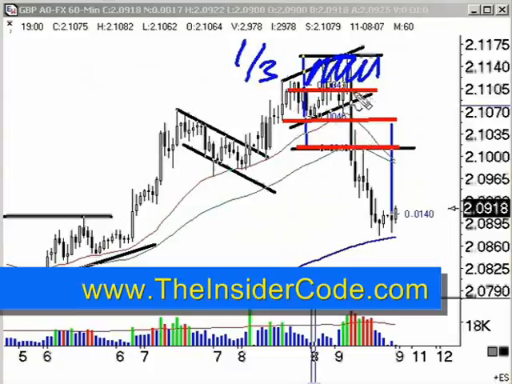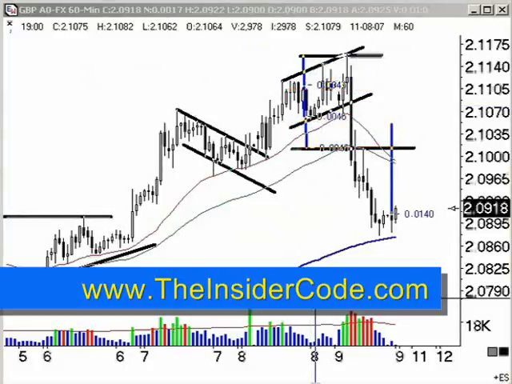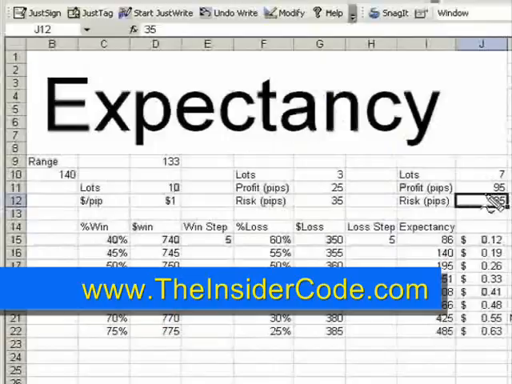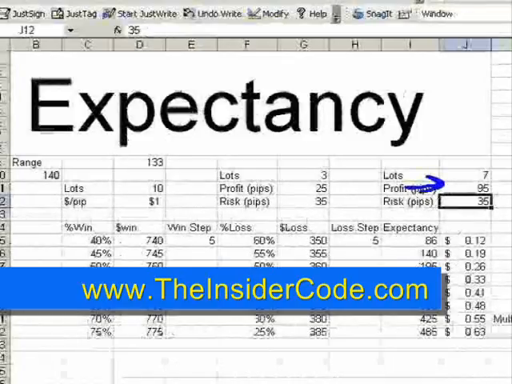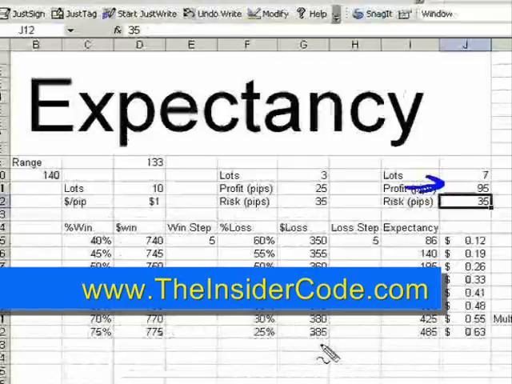So you've got a big move to the downside, which means then you can bring back the expectancy and think to yourself, okay, maybe I'm not just going to take 70 or 80 pips here. Maybe I will take 95 pips because the market is in the top 1/3 of the day. See how now we're not guessing.